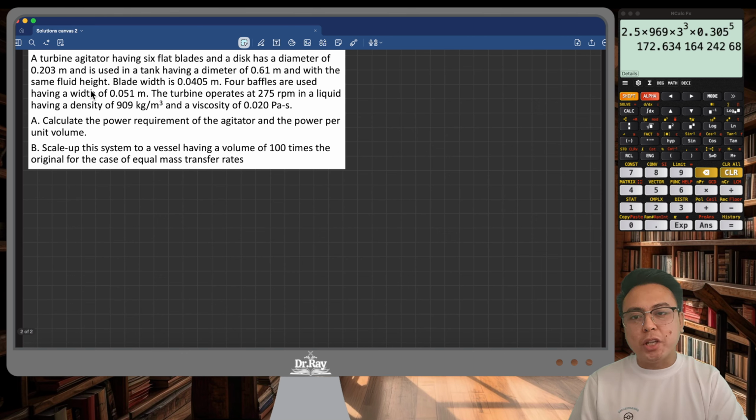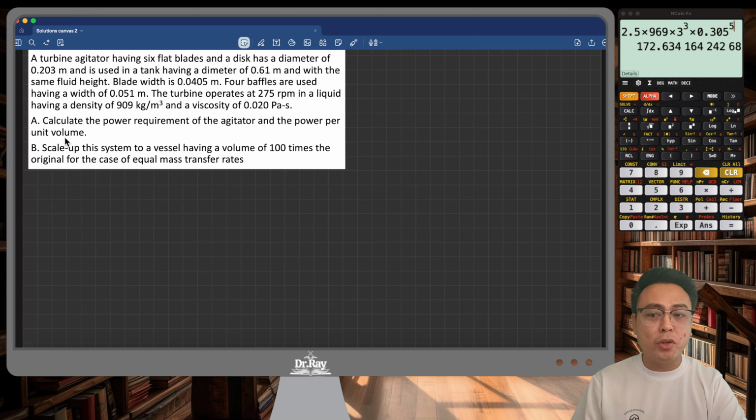Okay, a turbine agitator having 6 flat blades and a disc has a diameter of 0.203 meters and is used in a tank having a diameter of 0.61 meters and with the same fluid height. Blade width is 0.0405 meters. 4 baffles are used having a width of 0.051 meters. The turbine operates at 275 RPM in a liquid having a density of 909 kg per cubic meter and a viscosity of 0.02 Pascal seconds. The first question is we calculate the power requirement of the agitator and the power per unit volume.